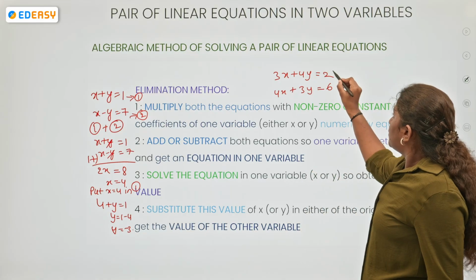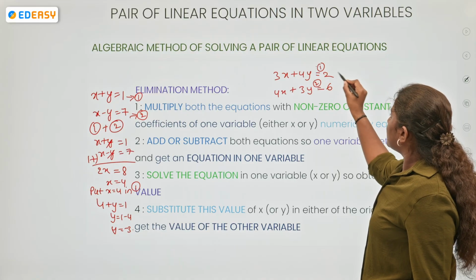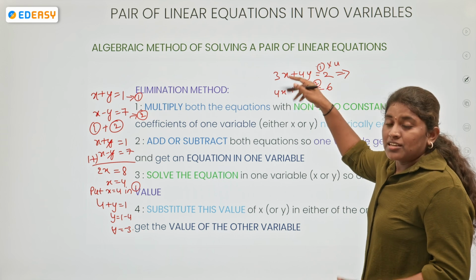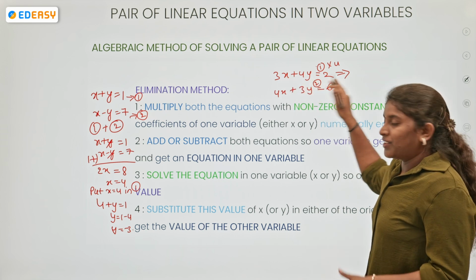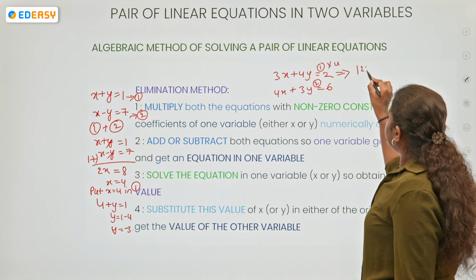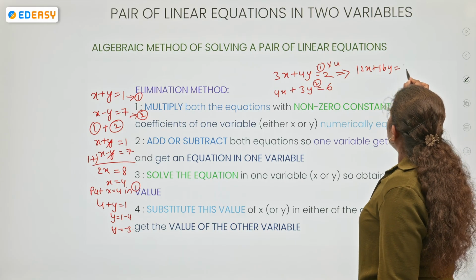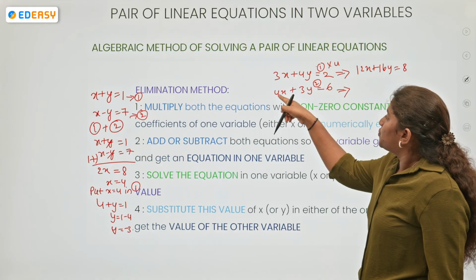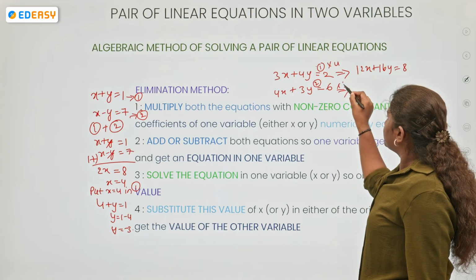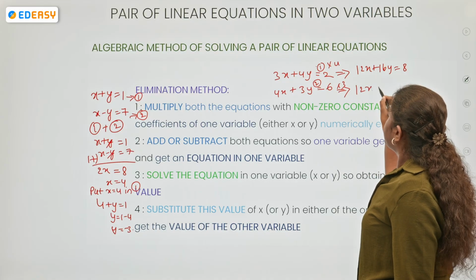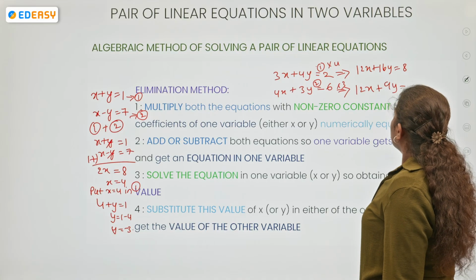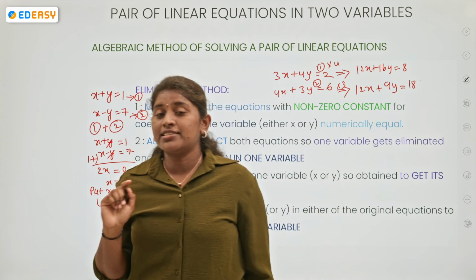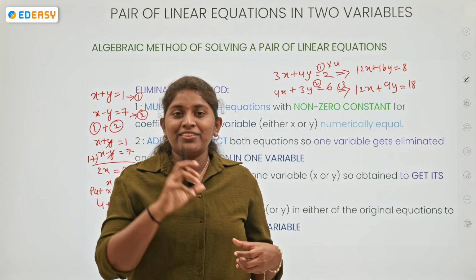Clear? Now coming to here, this is my first equation and this is the second equation, and I am multiplying the first equation by 4. I want to eliminate x, so I am making the coefficient of x the same. Now 4 3s are 12x plus 16y equals 4 2s are 8. And for the second equation, 3 should be multiplied by 4, right? Now 3 4s are 12x plus 3 3s are 9y equals 3 6s are 18. Here, one of the general mistakes students make is they multiply the number with only the LHS.